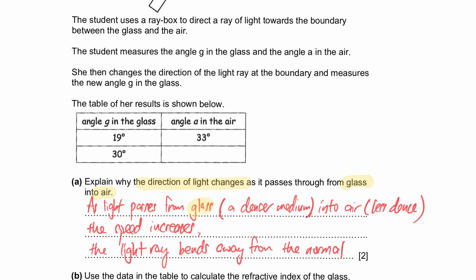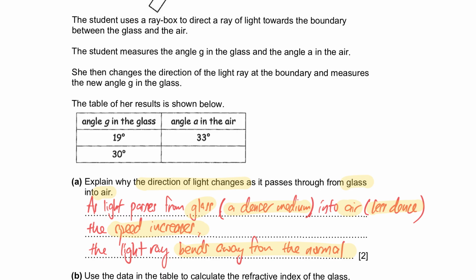So first thing, you have to tell me that the glass in this question is a denser medium compared to air. Okay, do not just say that as light travels from denser to less dense, because it will seem like you are just recalling a concept. But in this question, the glass is the denser medium. Tell the marker that, and the speed increases. Now this portion here about the speed is important. Many students leave this out. It's precisely the speed changing that causes it to bend. Since the speed increases, the light ray will bend away from the normal.